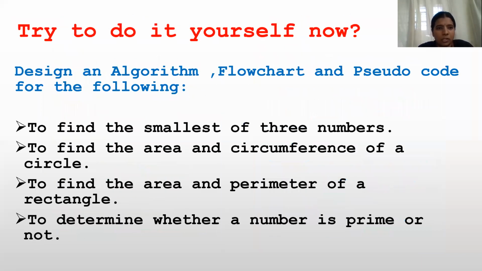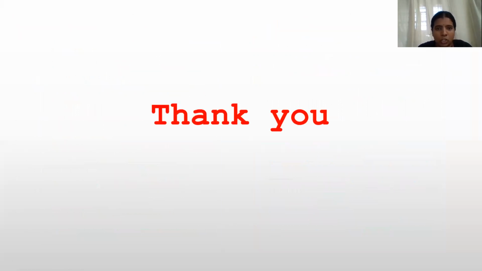So dear students, I recommend you to take a pen and paper and try to design an algorithm, flowchart, and pseudocode for the following questions all by yourself to see what your understanding of this topic is. The questions include smallest of three numbers, area and circumference of a circle, to find the area and perimeter of a rectangle, and to determine whether a number is prime or not.